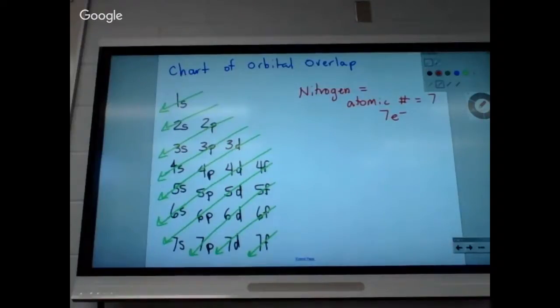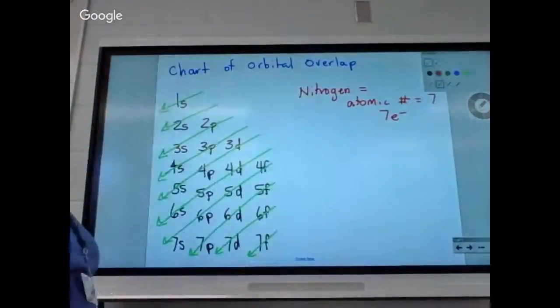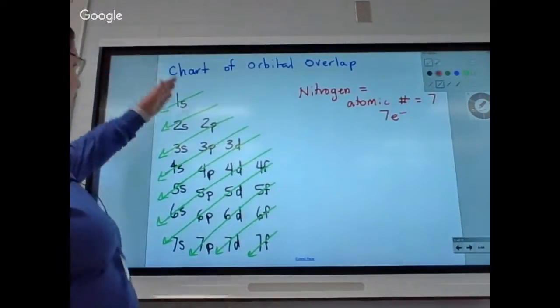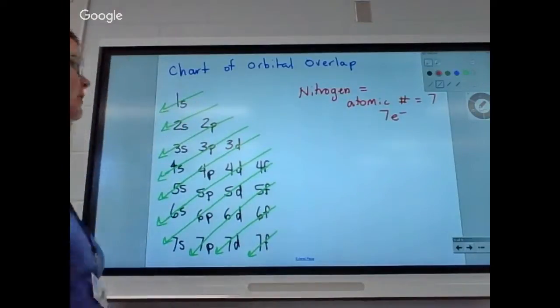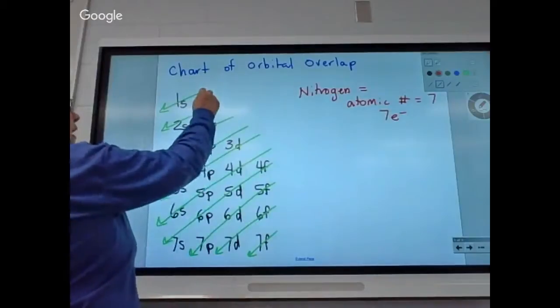If you don't, ask a neighbor. Don't say, I don't remember that, out loud again. So, when we look at nitrogen, we have 7 electrons. So, if we look at reading our chart, this is the order the electrons fill in the energy levels. Now, when we read the chart, the first thing we see is 1s, right?